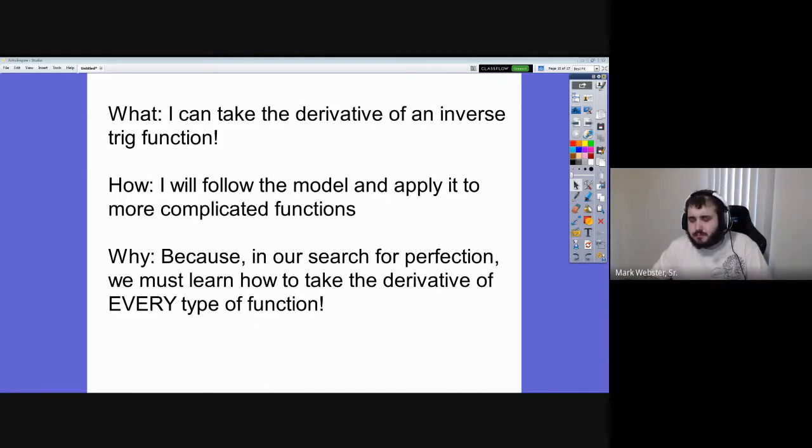So what are we doing today? We're going to be taking the derivative of an inverse trig function. And how are we going to do this? We're going to use the model that we have. There's ways to prove it, and I even think in the homework, they'll guide you through where the derivative comes from and how to get it.